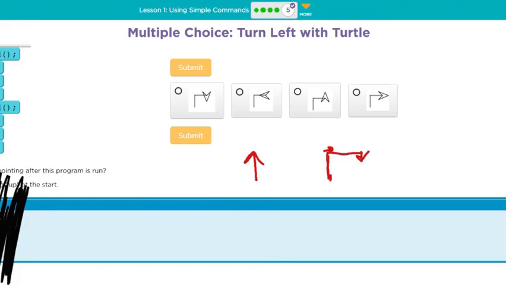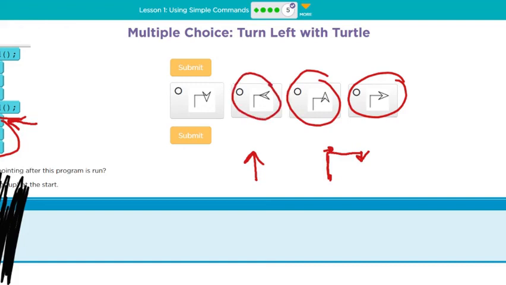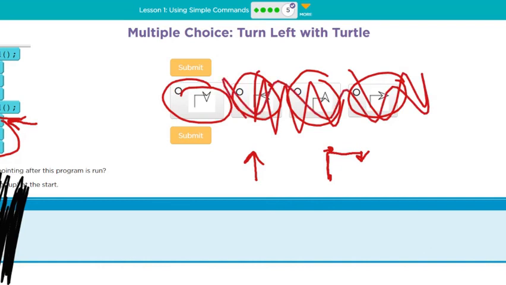Therefore, if the very last lines, 6, 7, and 8 weren't there, then it would be this one. If there was only line 6, just 1 turn left, then it would be this one. If there were 4 turn lefts, then it would be this one. But it's not. It's this one because there were 3 turn lefts. So it's the very first one.